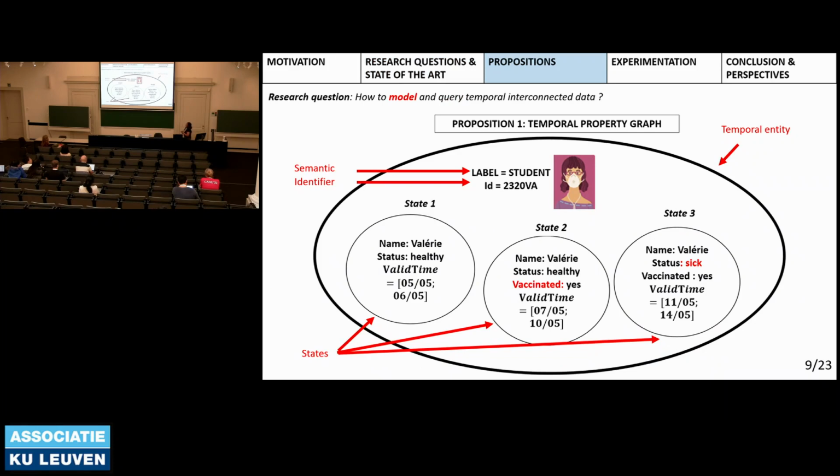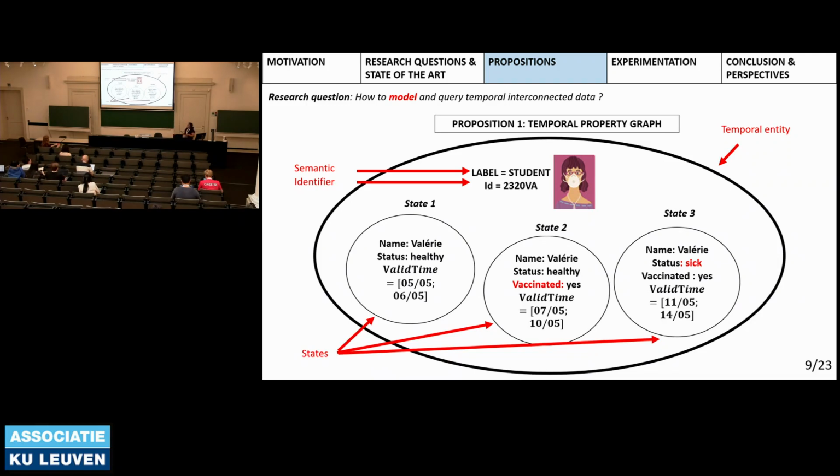So now let's move on to the details of our propositions. First, we propose a conceptual model called the temporal property graph that facilitates the representation of the temporal evolution of interconnected data. So contrary to the classic property graph, we proposed user-oriented concepts. First, we proposed the temporal entity concept. A temporal entity corresponds to an entity of the real world and its evolution. A temporal entity is characterized by a label describing its semantics, also an identifier, and the evolution of the entity is represented by a set of states represented by nodes here.